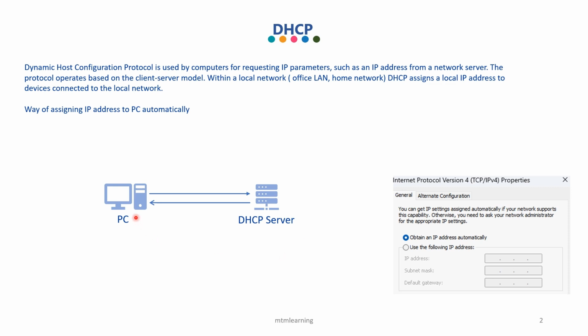So what happens is when the PC is configured to obtain an IP address automatically, this PC will send a request to the DHCP server on the network, looking for the DHCP server first, and then it will say that I want an IP address for my PC. So the DHCP server will say, okay, here is an IP address for you, and then it gives back the IP address, subnet mask, and default gateway as well. And then this device gets an IP address. So that's how a PC in a network gets an IP address automatically.